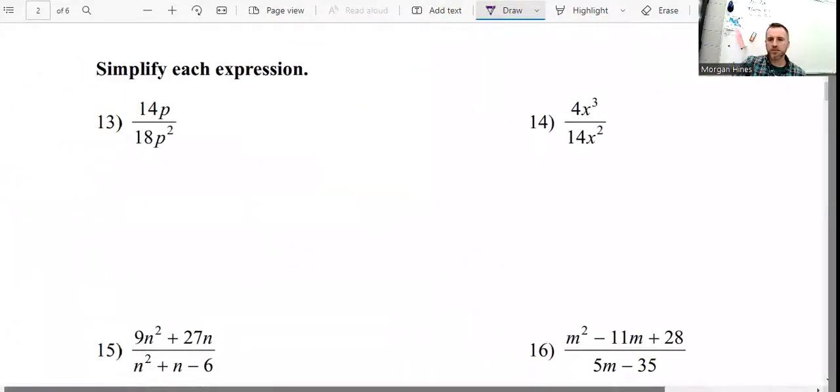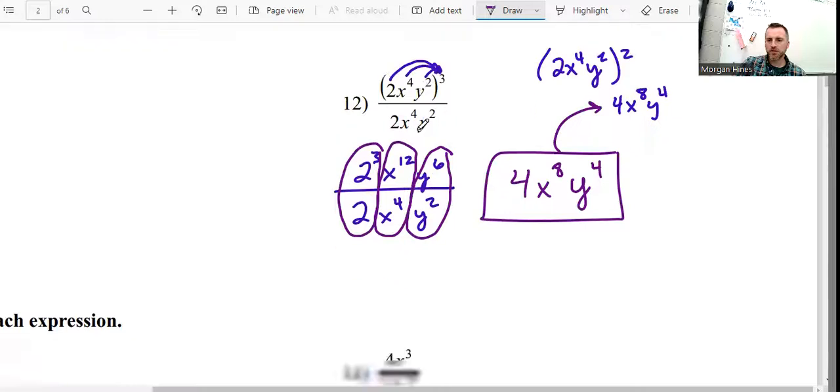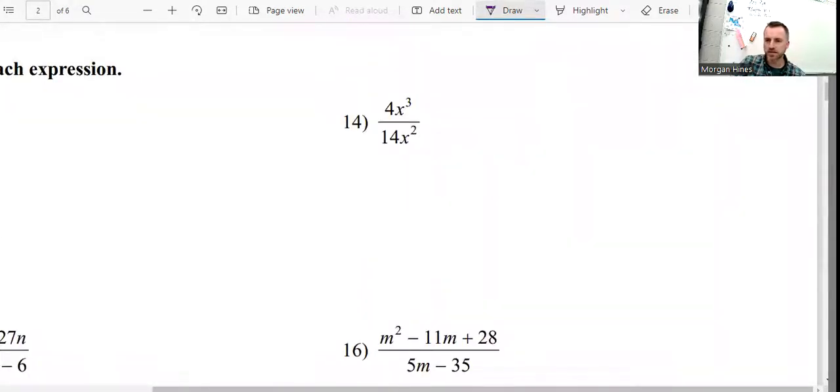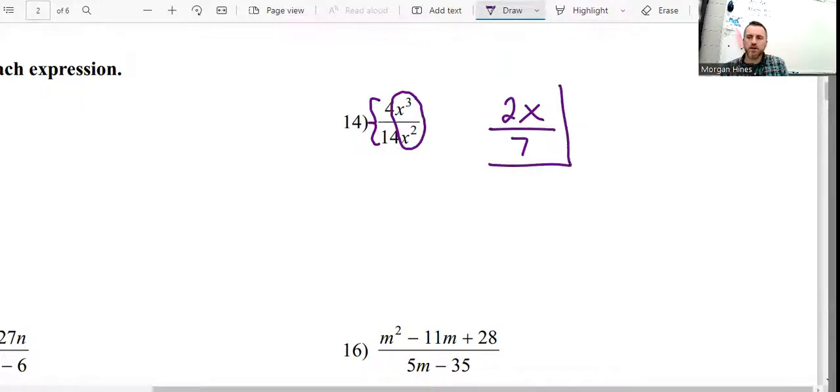Next up, we're moving into some rational expressions, which should look a whole lot like what we just did. But we had some new techniques and things that we did for these, so I'll show those as we go along. We've got 4x to the third over 14x squared. So the quotient rule that we just used in the previous examples comes into play here, where you've got 3 minus 2 is x to the first. And I think that's the easiest way to simplify that. And then you've got the 4 divided by 14. That just simplifies to 2 over 7.